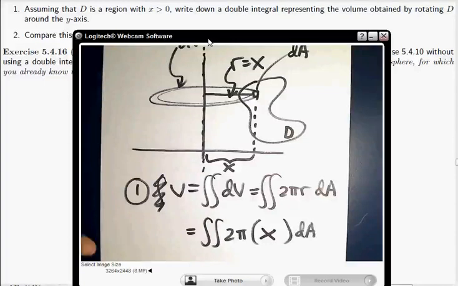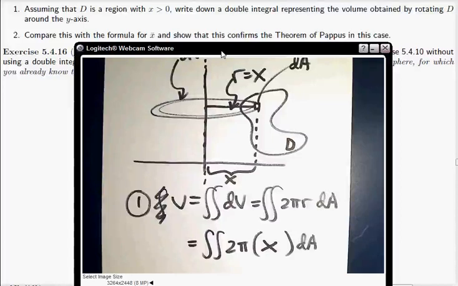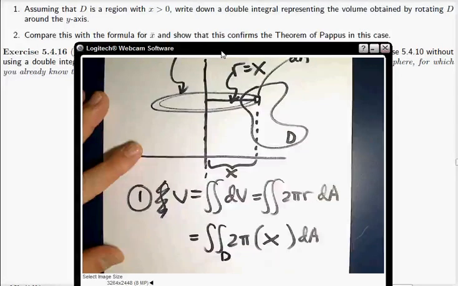Okay, so that's part one of this problem: a double integral representing the volume. It didn't say compute. We couldn't possibly compute it because we don't know what this domain is. There's no way that we could turn this double integral into a nested integral because I don't know what that shape is.